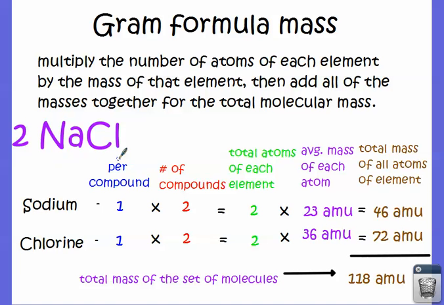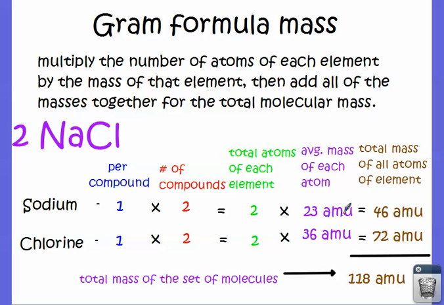Now looking at one additional option, what if I had 2 NaCl? We didn't look at one that had a coefficient, but the same thing still applies. Per compound or per molecule, I have 1 atom of sodium and 1 atom of chlorine, because there's a little magical invisible 1 here, and a little magical invisible 1 here. And then I have 2 of that compound. I know that because of my coefficient. So my total number of atoms of sodium is 1 per compound times my 2 compounds, which gives me 2. I have 1 atom of chlorine per compound, but then I have 2 of that compound, so 1 times 2 is 2 total atoms of chlorine.